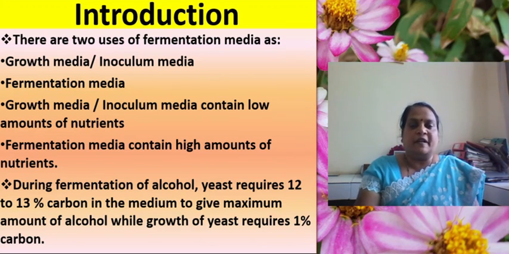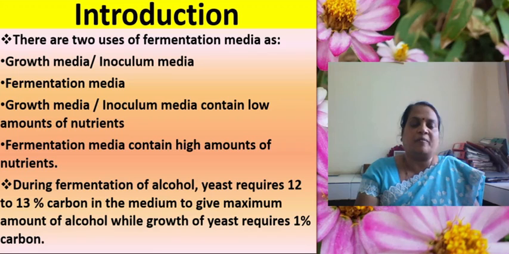There are two types of fermentation media, as inoculum media and fermentation media. Inoculum media are also called as growth media. Growth media or inoculum media, and the second type is fermentation media. Growth media or inoculum media contain low amount of nutrients. Why the amount of nutrients is low in inoculum media? This is because in inoculum media we desire only cell growth. Therefore, we don't desire any product accumulation or product formation in inoculum media. Therefore, inoculum media contain only the amount of nutrients necessary for cell division to increase the cell number.